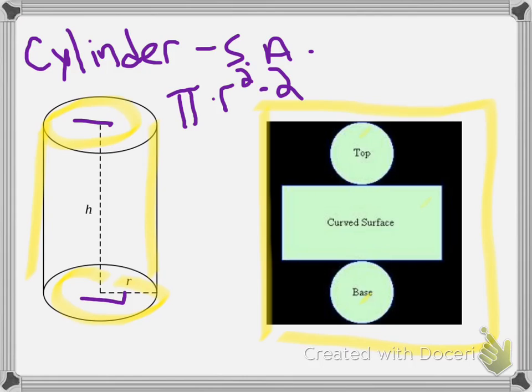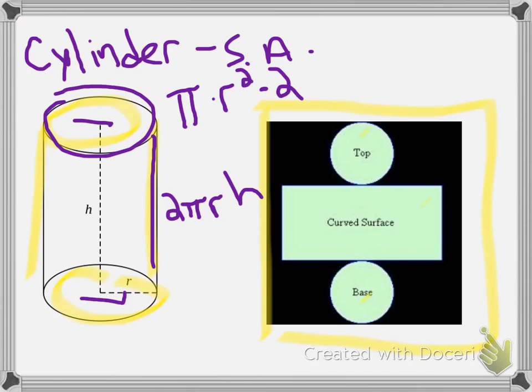Next, the side is like the label of a can. Since the area of a rectangle is the product of the 2 sides, one side is the height of the can. So one side is going to be right there. However, the other side length is going to be the perimeter of one of these circles, since the label only wraps around the entire can once. So, the area of the rectangle is going to be 2 times pi times radius times height.